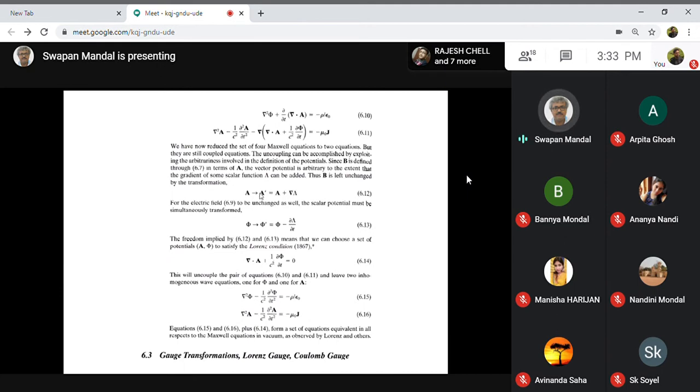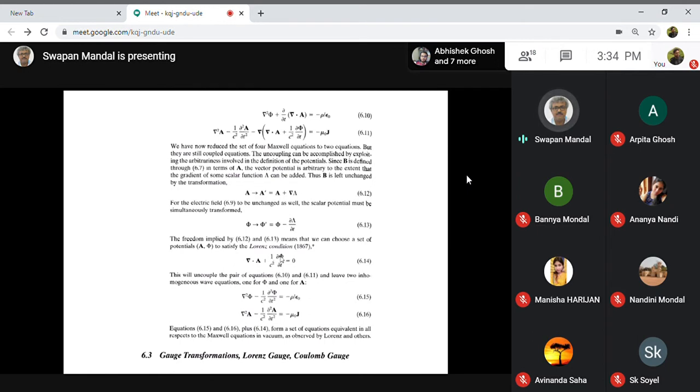This is the transformation of the vector potential from your earlier coordinate A to the new coordinate A prime, such that A prime equals A plus gradient of lambda, and phi goes to phi prime, the new coordinate, equal to phi minus del lambda del t. So in the new coordinate it is A prime and phi prime; in your earlier coordinate it was A and phi.